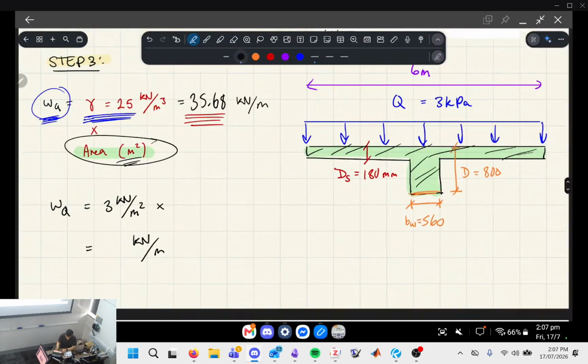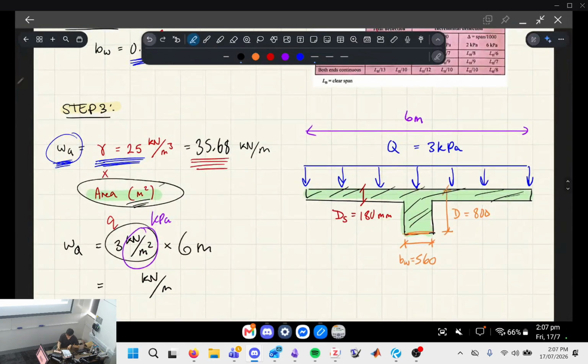We're going to do a similar thing for Q. So we were told that lowercase q is 3 kilonewtons per meter squared. That's 3 kPa. So this is the same thing as saying kPa. And we're going to multiply that by 6 meters. So 6 meters is the beam to beam spacing.